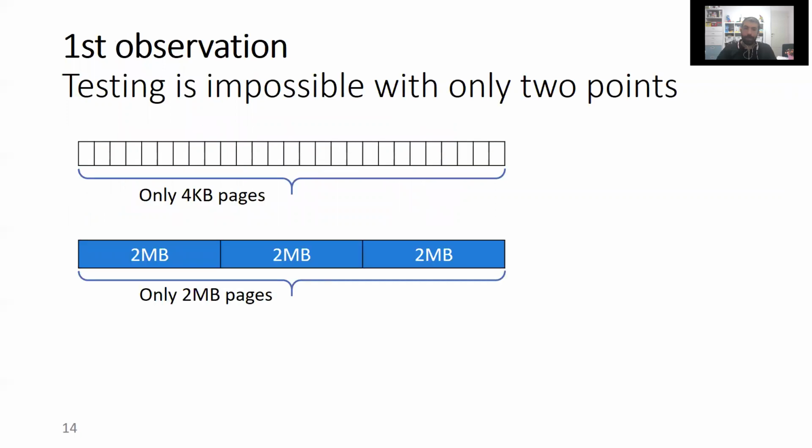Our first insight is that previous studies could not answer these questions because they had only 2 points measured with either 4K or 2 mega pages. Because these 2 points are used for fitting, no data remains for validation.